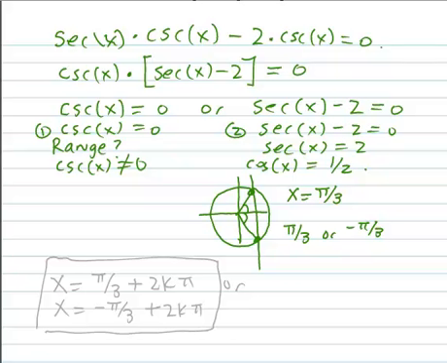Therefore, writing down the generalized solutions, we would say x is pi/3 plus 2k pi, or x is minus pi/3 plus 2k pi, as the two solutions to that trigonometric equation.